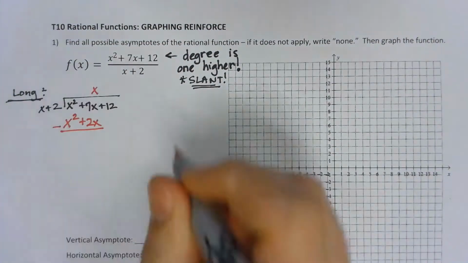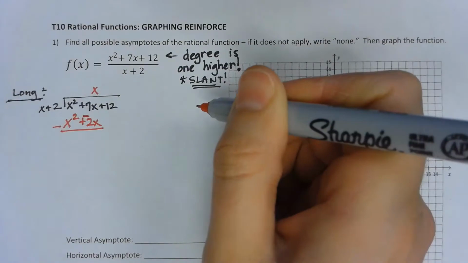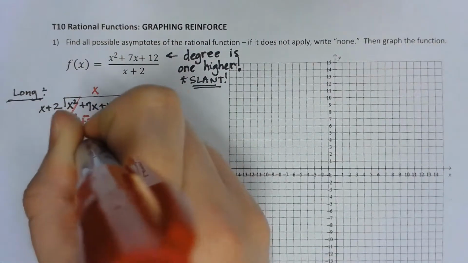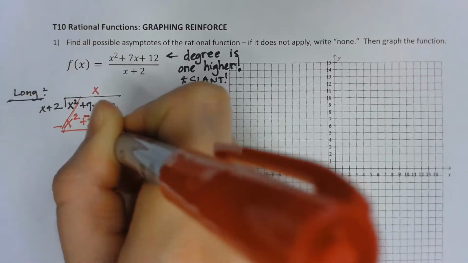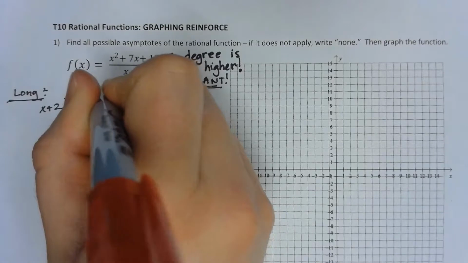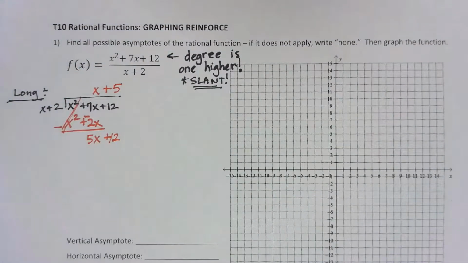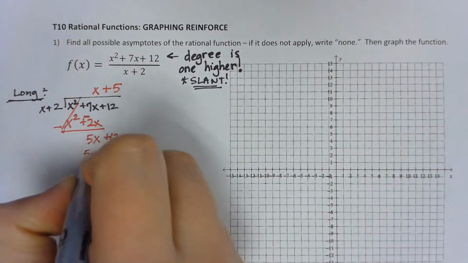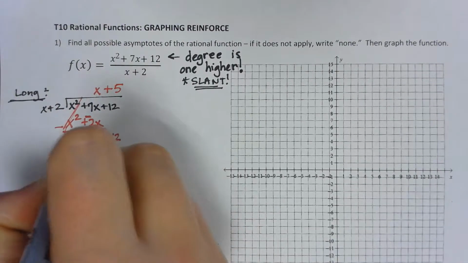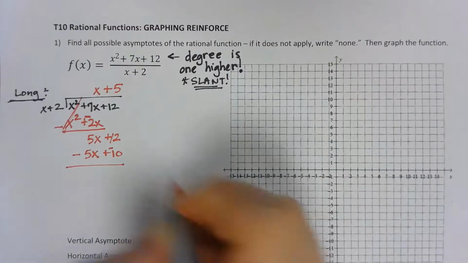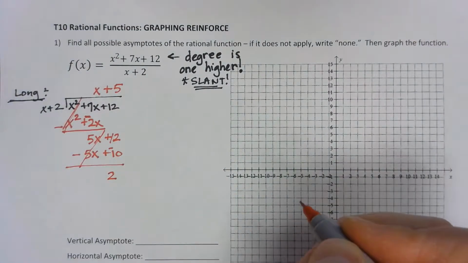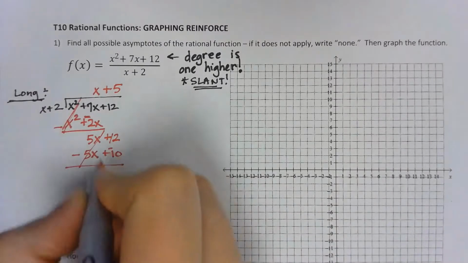You will then switch the sign and switch the sign. Those will cancel, and 7 minus 2x is 5x. Bring down the plus 12. In order to get a 5x, it'll have to be a plus 5 up top, and then distribute. 5 times x is 5x, 5 times 2 is 10. I will change the sign of both of those, and 12 minus 10 is 2. I'm getting ahead of myself.